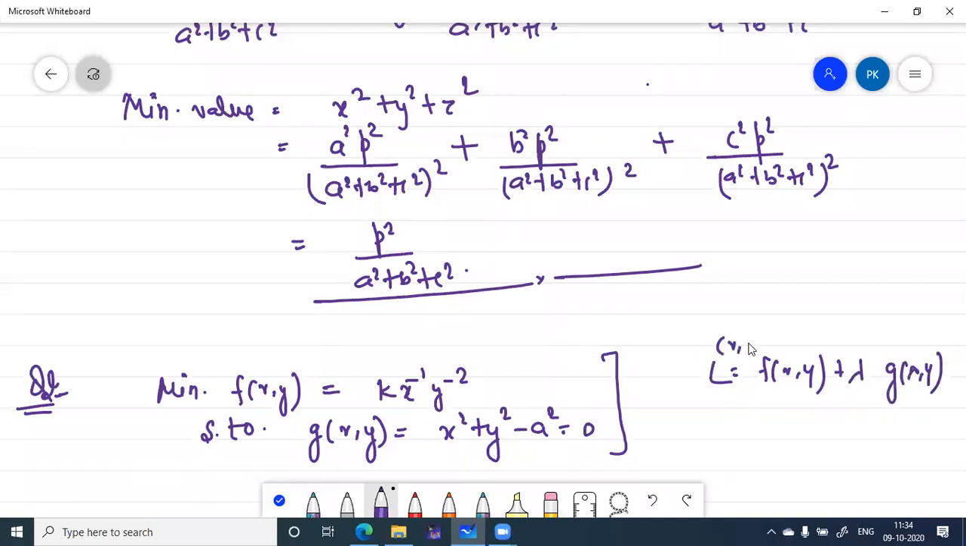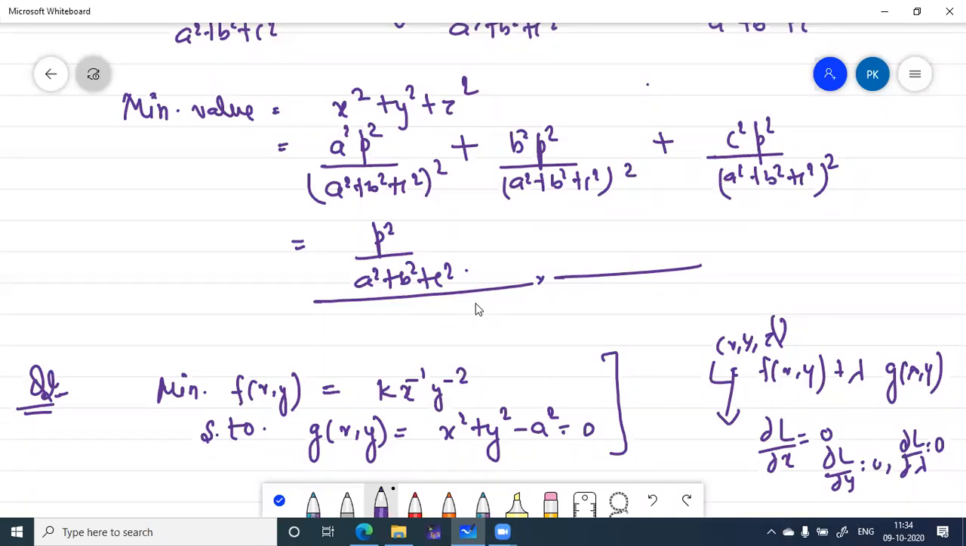Now it consists of three variables. So its necessary condition will be del L by del x equated to 0, del L by del y equated to 0, and del L by del lambda equated to 0. Eliminate the values from these equations and substitute it in the problem. So you will get the minimum value from Lagrange's method. Is this okay?